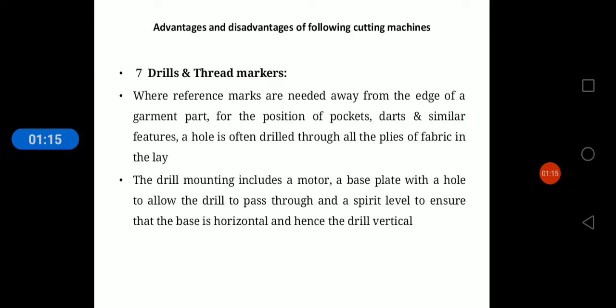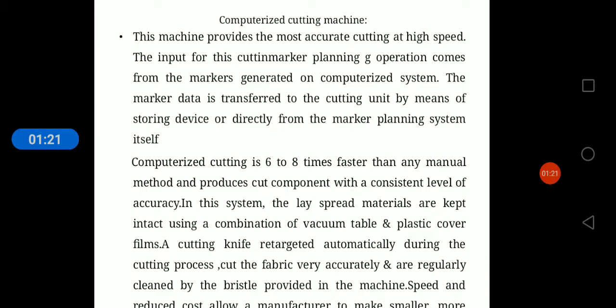So in this drill mechanism, the reference is pockets to determine the hole dots, and this machine provides the most accurate cutting at high speed. The input for computerized cutting, marker planning and operation comes from the markers generated on a computerized system. The marker data is transferred to the cutting unit by means of a storing device or directly from the marker planning system itself. Computerized cutting is 6 to 8 times faster than any manual method.